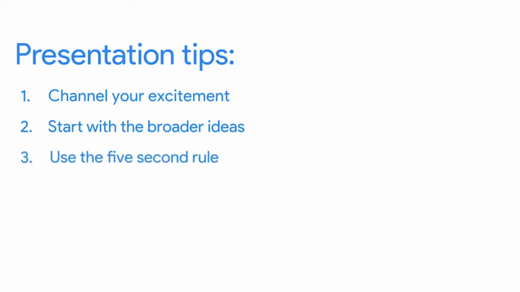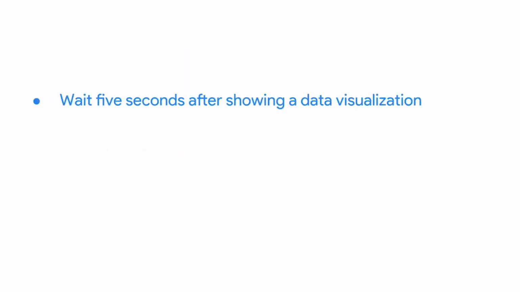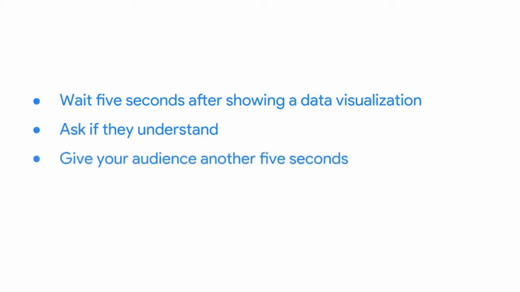We also learned about the 5-second rule. As a quick refresher, whenever you introduce a data visualization, you should use the 5-second rule and ask 2 questions. First, wait 5 seconds after showing a data visualization to let your audience process it. Then, ask if they understand it. If not, take time to explain it. Then, give your audience another 5 seconds to let that sink in before telling them the conclusion you want them to understand.